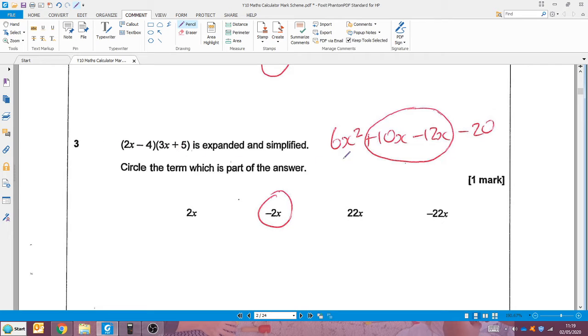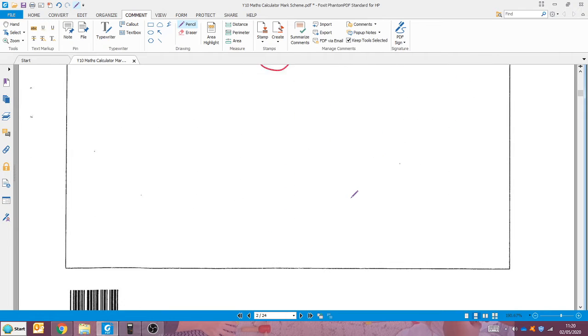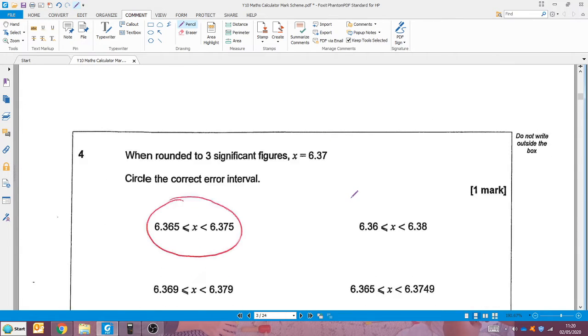Expand this and simplify. Well, that's me multiplying out, so you can study that in your own time. 2x times 3x is 6x squared, etc. If you multiply correctly, you should end up with 10x minus 12x is minus 2x. It wants the middle part, okay? Which part of the answer? So that belongs to that. You won't get a minus 21x anywhere. You don't see minus 22x anywhere. The only thing you will see is minus 2x if you work it out properly.